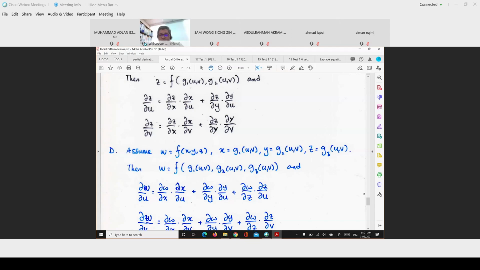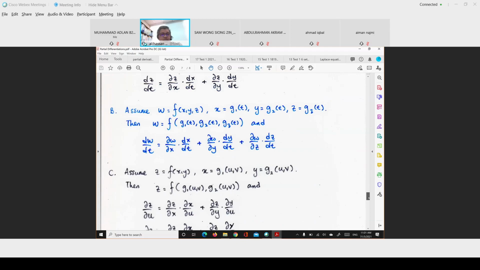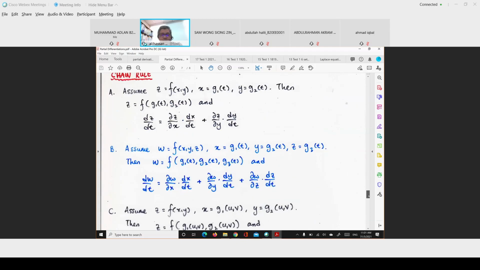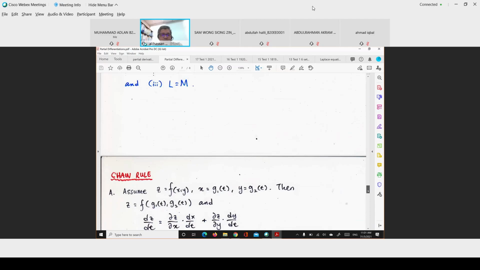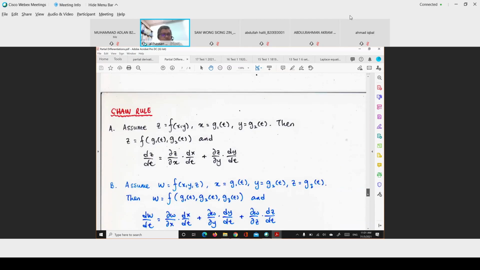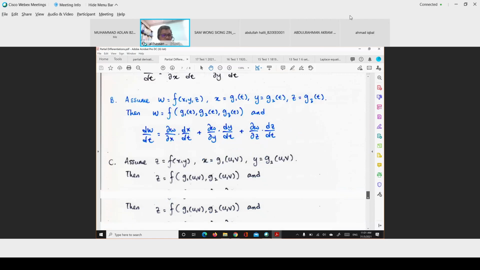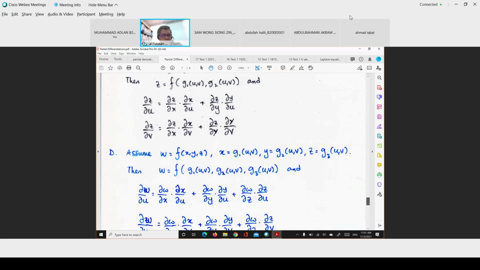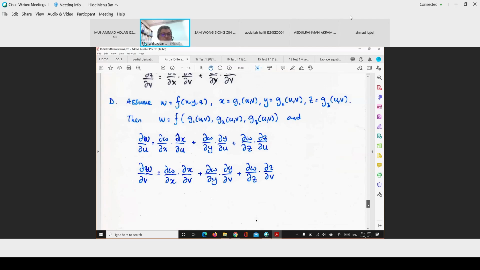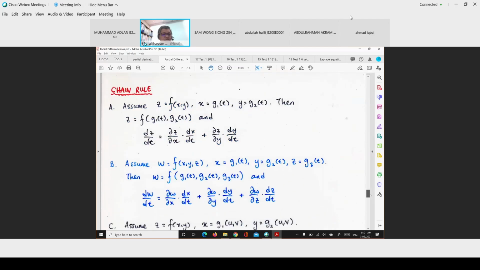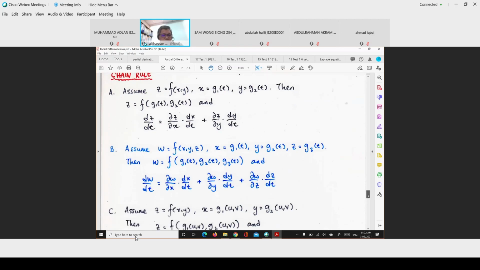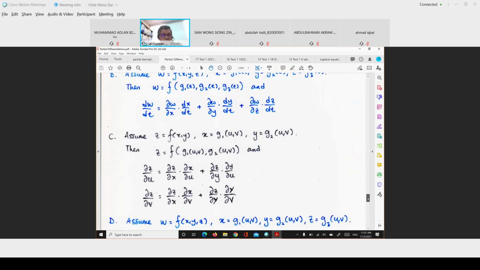Okay, yesterday we discussed some chain rules related to functions of several variables. There are four types of chain rules that we're going to discuss. We have already discussed cases A and B. Next, I will discuss the remaining two cases, C and D.